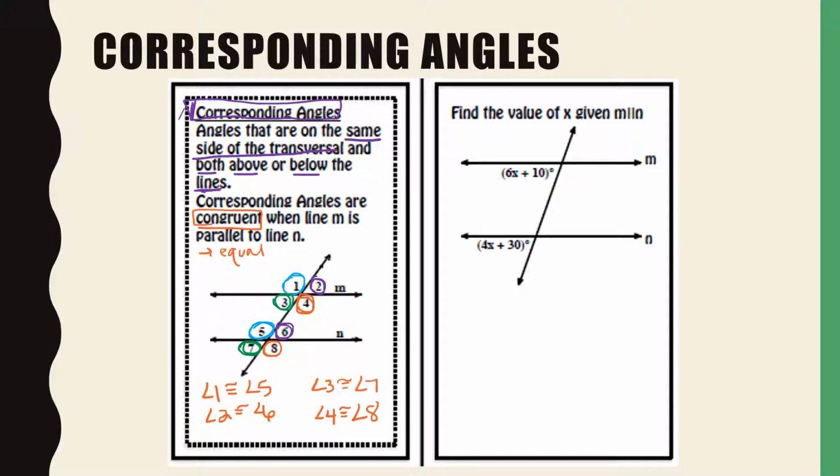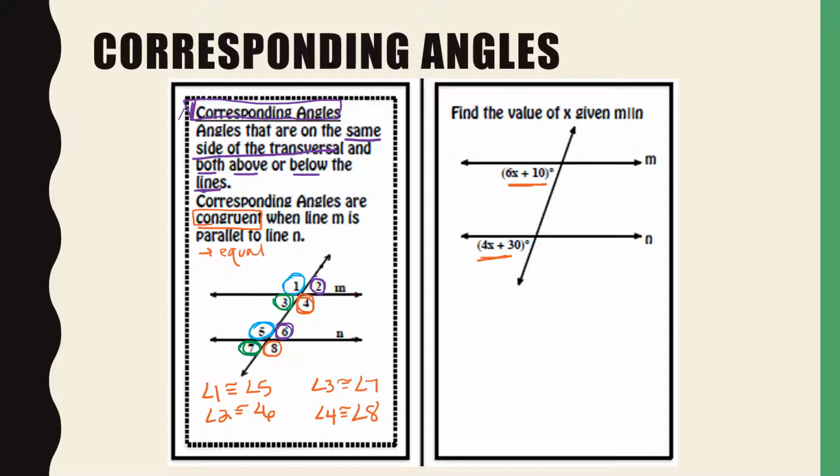So going over to my picture here, we notice that both of these angles that we're referring to are on the left side of the transversal, and the top one is below M and the bottom one is below N. So they're both on the left-hand side and they're both below their parallel lines. Now, these angles are corresponding angles.